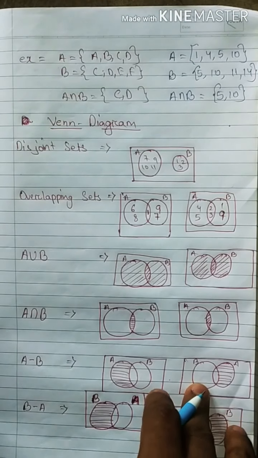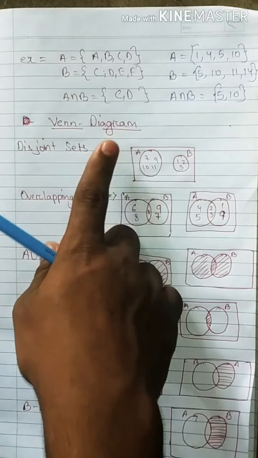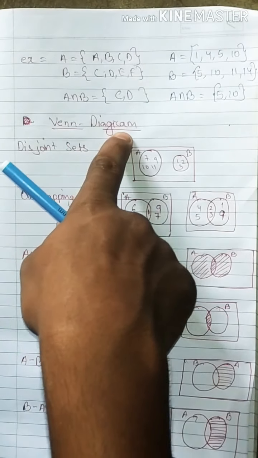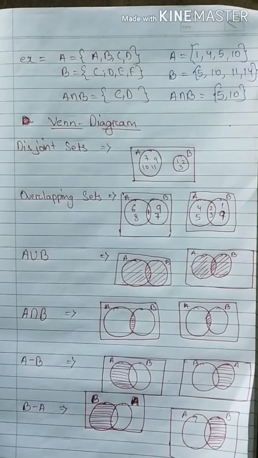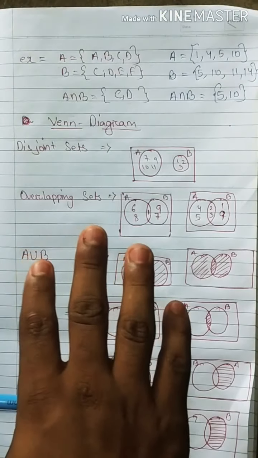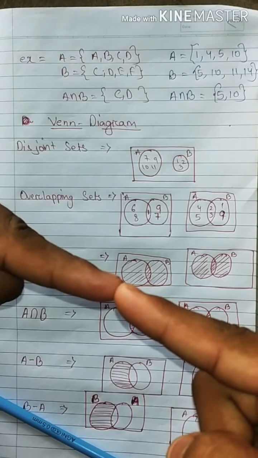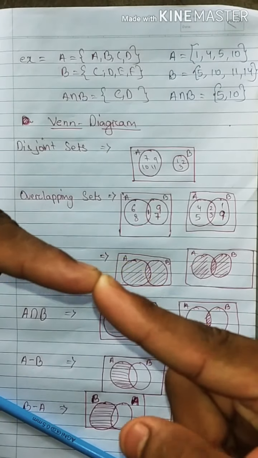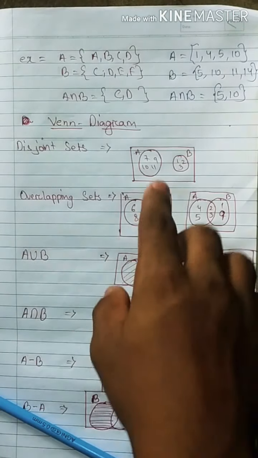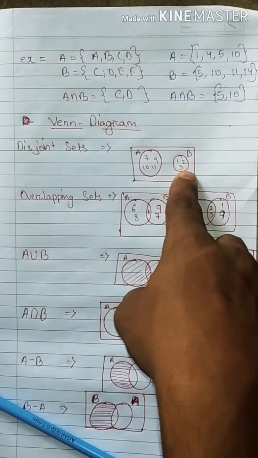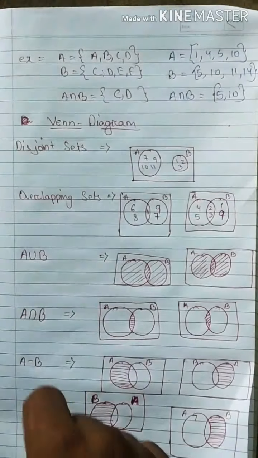Now we will go to the Venn diagram. Disjoint sets: what is disjoint? This is joint, when these two fingers come together, it is joint. Disjoint means like this, it is separate. See here, set A and set B are separated from each other, so it is a disjoint set.